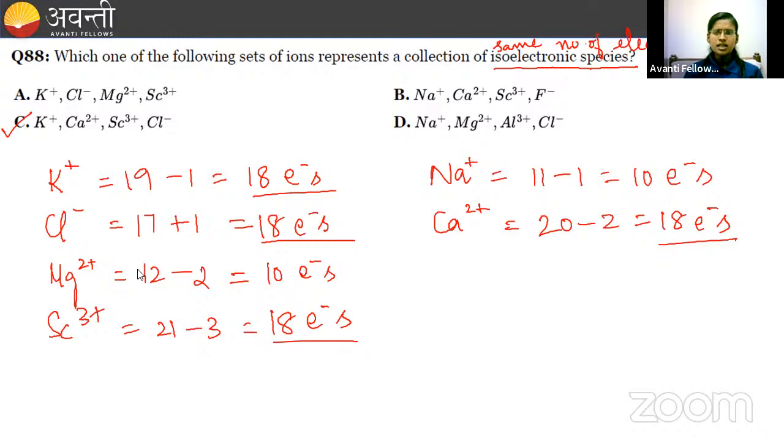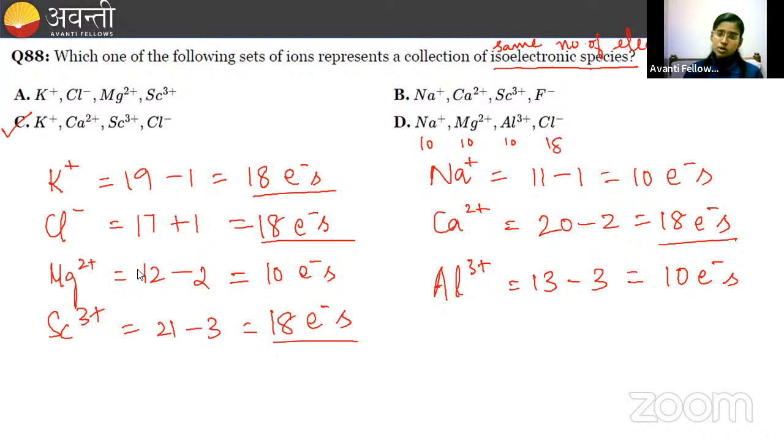And coming to D, sodium plus has 10 electrons. Magnesium 2 plus also has 10 electrons. Aluminium 3 plus also has 10 electrons because the aluminium atomic number is 13 and 13 minus 3 is 10. Okay, so it is also a 10 electron species. But chlorine, if you see, is an 18 electron species. So because of chlorine, option D is incorrect. Okay. Option C is the correct answer for this question.